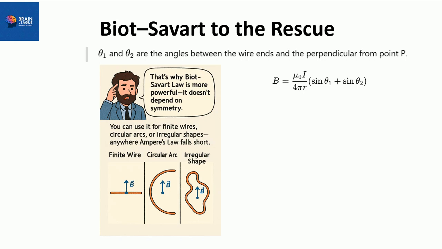That's why Biot-Savart law is more powerful. It doesn't depend on symmetry. You can use it for finite wires, circular arcs, or irregular shapes. Anywhere Ampere's law falls short.